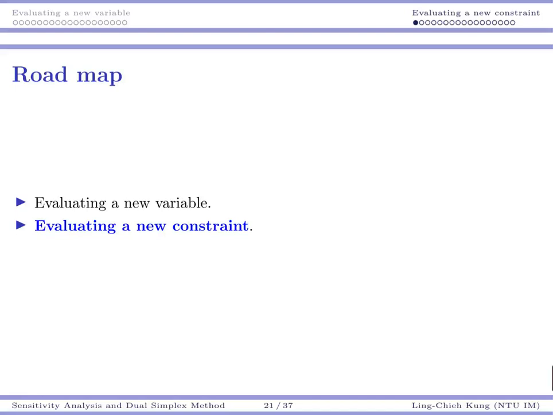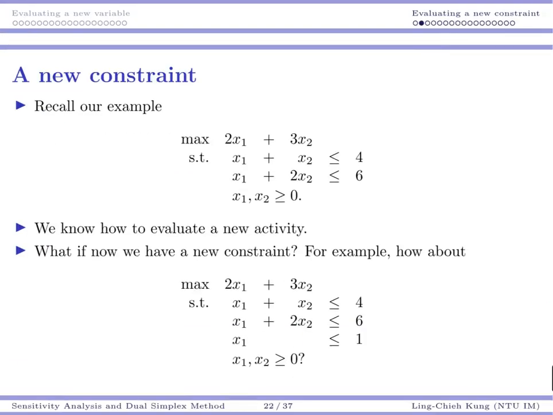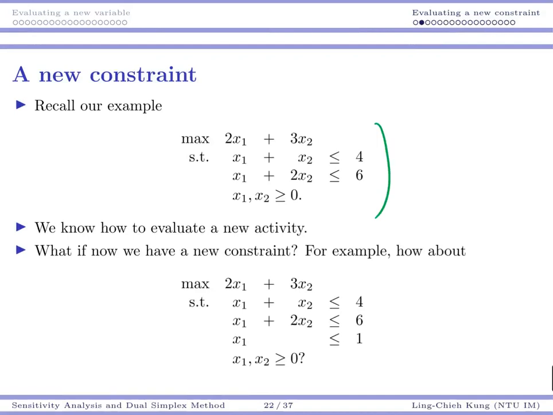Okay, so our next topic is we are going to evaluate a new constraint. So let's see what this is. Our example was here, right? We have two resources and we have two activities. Basically, we want to allocate resources to activities. We know how to evaluate a new option, a new activity.